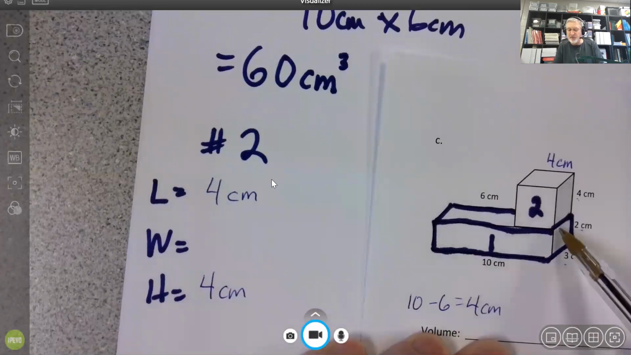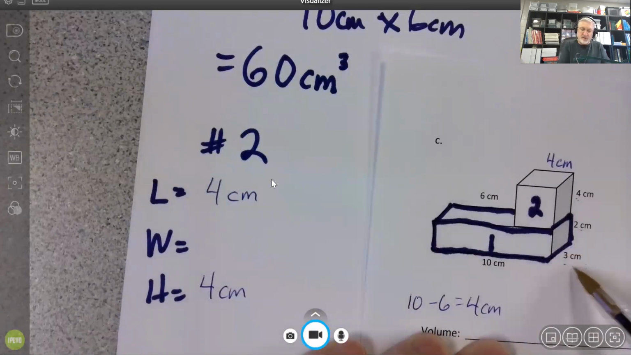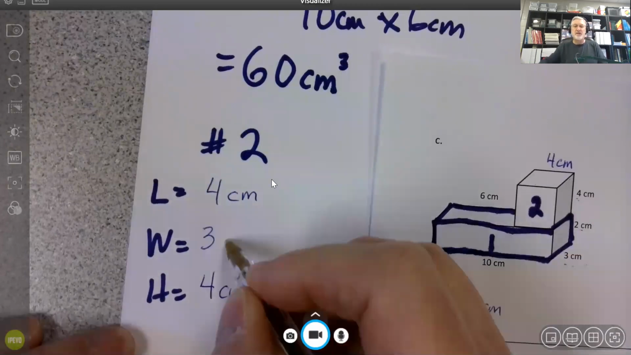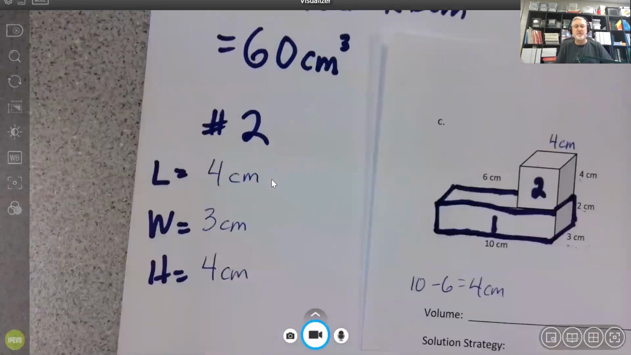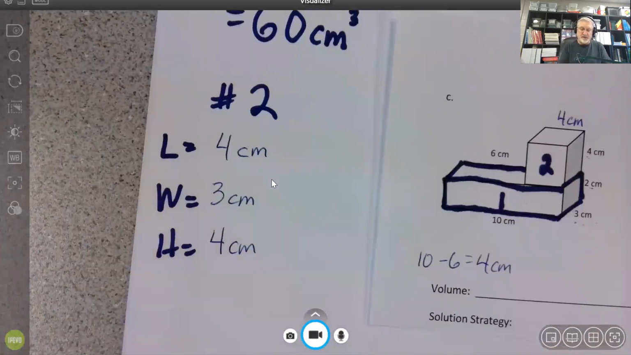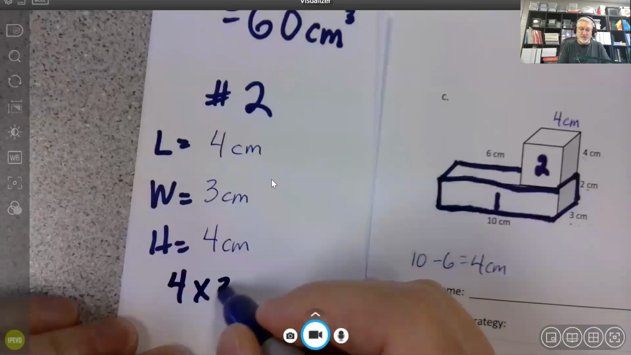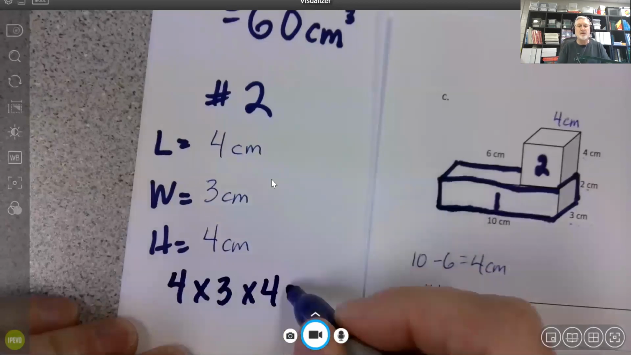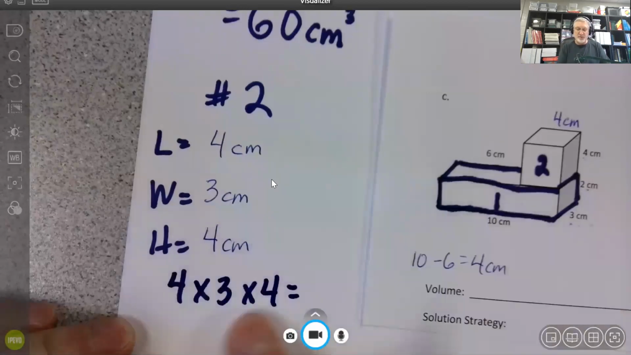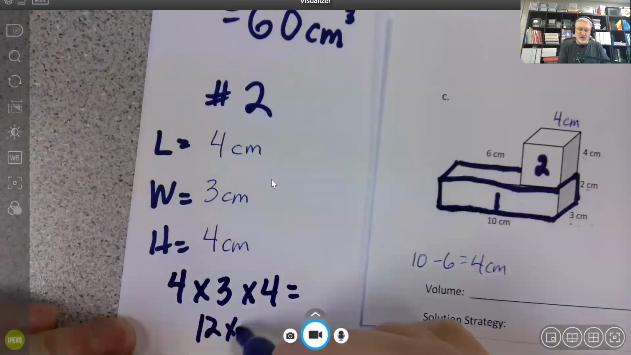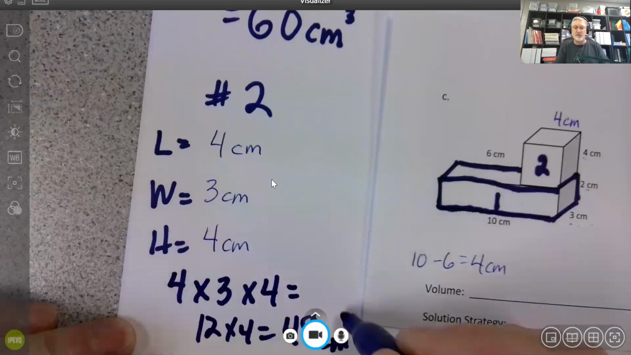So it says from the front to the back is 3 centimeters. So that would be 3 centimeters. So then I just take those 3 and I can multiply it. 4 times 3 times 4, and that'll give me 12 times 4 is 48 centimeters cubed.